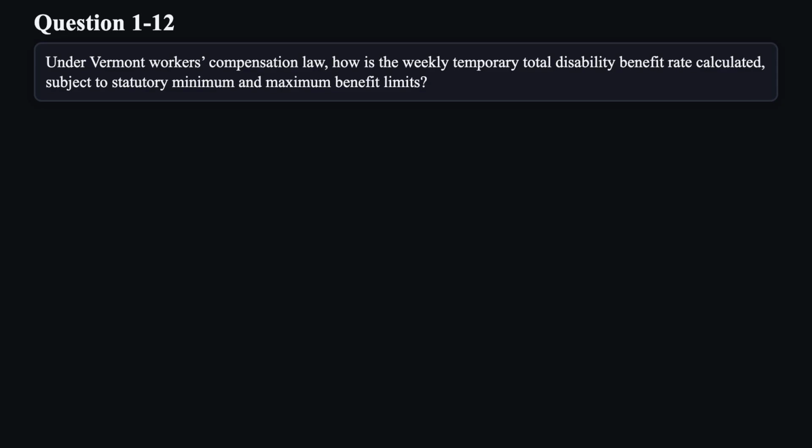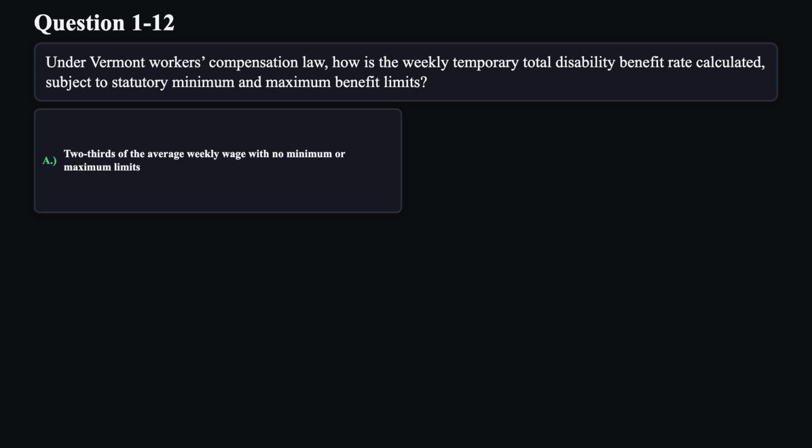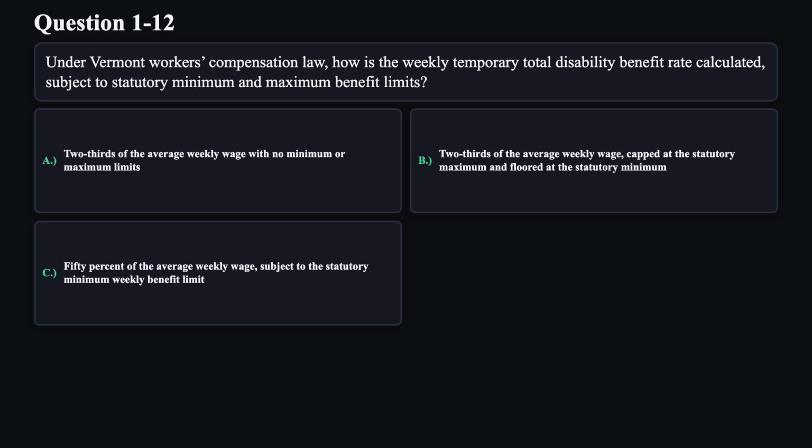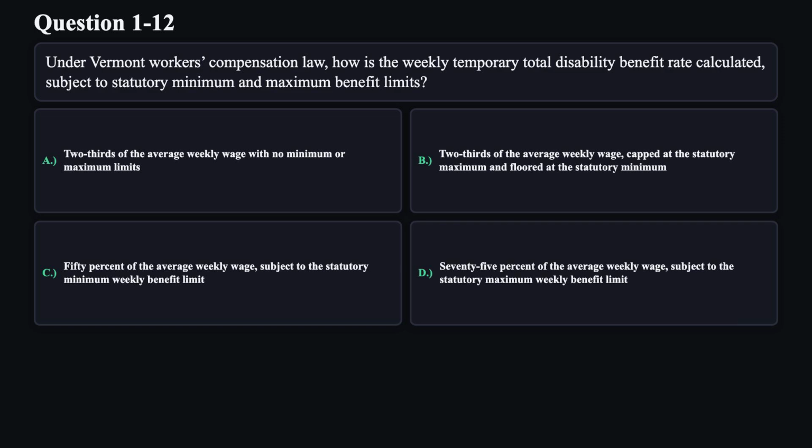Question 12. Under Vermont workers' compensation law, how is the weekly temporary total disability benefit rate calculated, subject to statutory minimum and maximum benefit limits? A. 2/3 of the average weekly wage with no minimum or maximum limits. B. 2/3 of the average weekly wage, capped at the statutory maximum and floored at the statutory minimum. C. 50% of the average weekly wage, subject to the statutory minimum weekly benefit limit. D. 75% of the average weekly wage, subject to the statutory maximum weekly benefit limit.